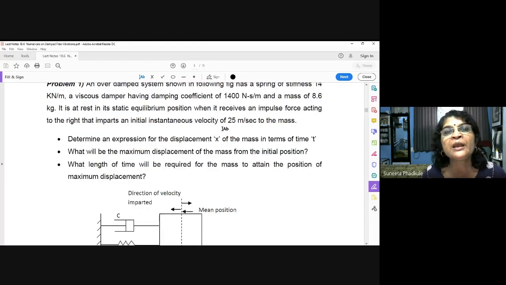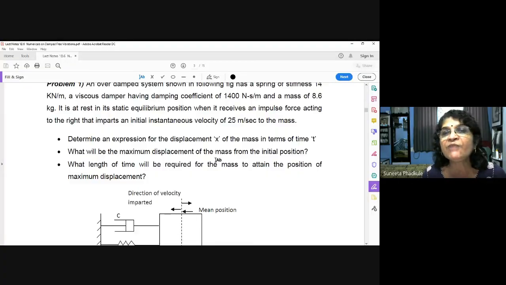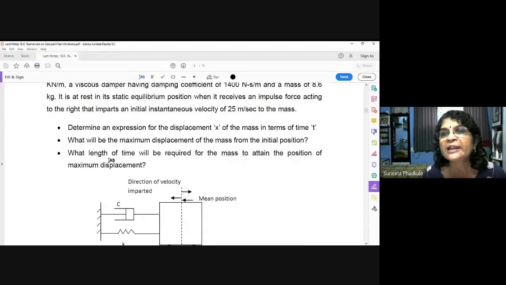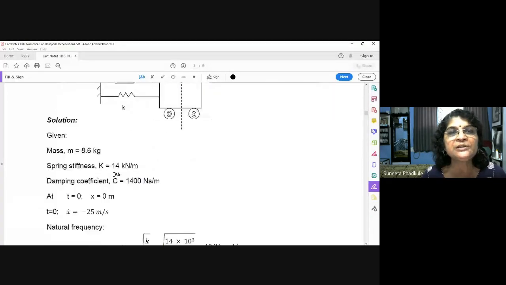What do we have to determine? First, an expression for the displacement x of the mass in terms of time t. Secondly, what will be the maximum displacement of the mass from the initial position, and third, what length of time will be required for the mass to attain the position of maximum displacement. So let us go to the solution.